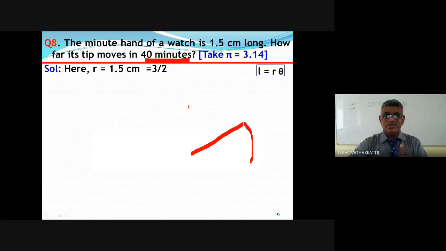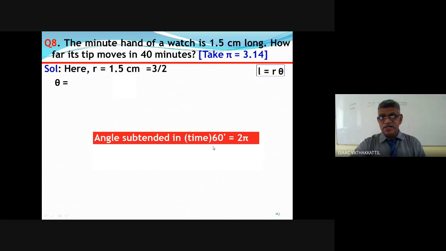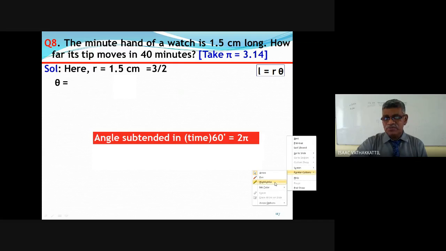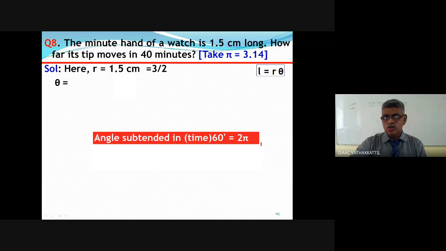In 60 minutes time, how much will it rotate in 40 minutes? Angle subtended in 60 minutes is 2 pi. Remember, 60 minutes time. Are you getting this point? The angle subtended in 60 minutes time is 2 pi. Yes or no? The minute hand will make a complete rotation in 60 minutes time.